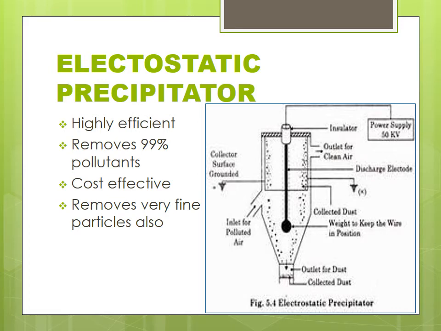Electrostatic precipitator is a highly efficient device that can trap even very fine dust particles. It removes 99% of pollutants. It consumes less energy. It can handle large amounts of dust particles, for example, from the thermal power plants which emit a large quantity of fly ash.